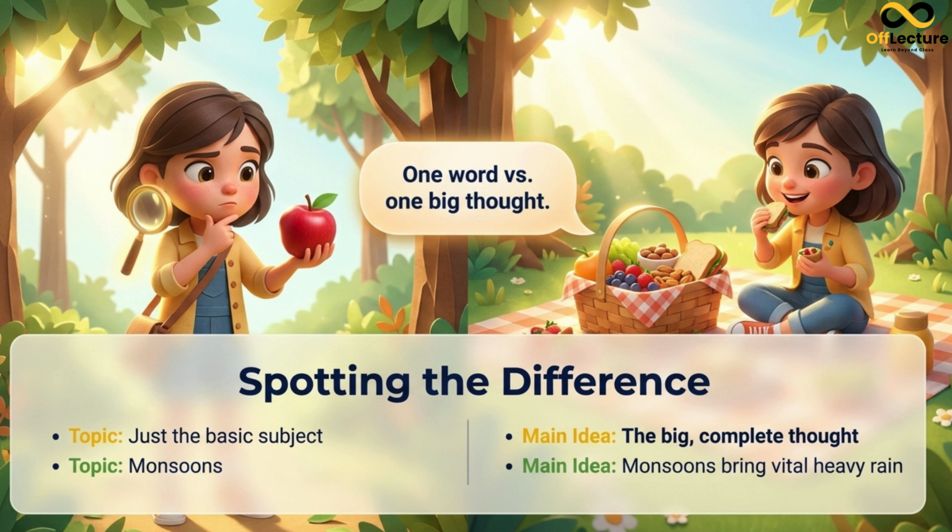Spotting the difference. Here is a crucial skill. The difference between a topic and a main idea. One word versus one big thought. A topic is just the subject, monsoons. A main idea is the complete thought. Monsoons bring vital heavy rain. A topic names it. A main idea tells you something truly meaningful about it.